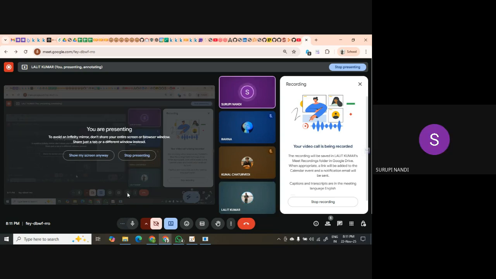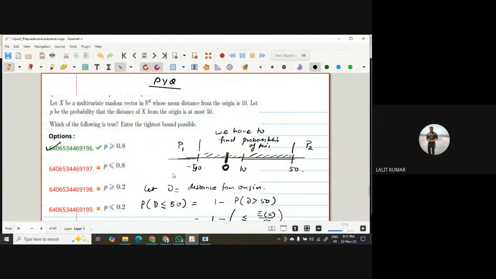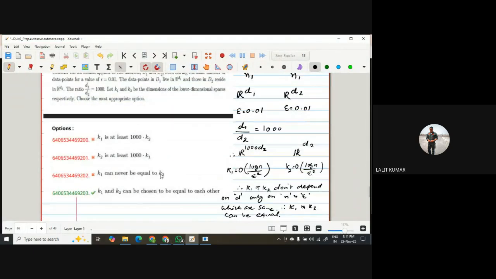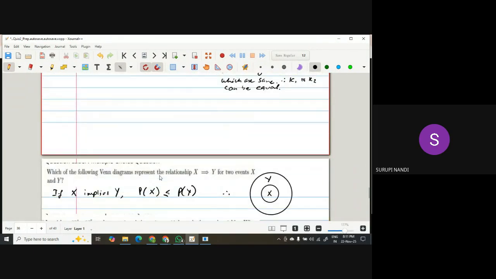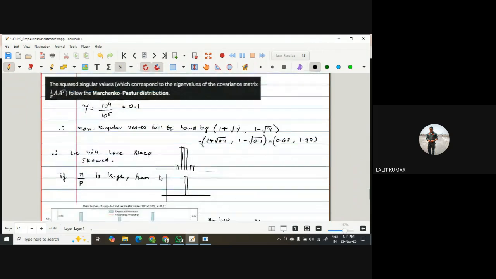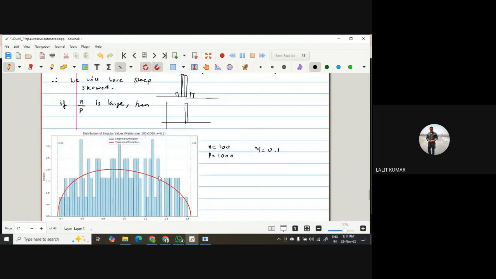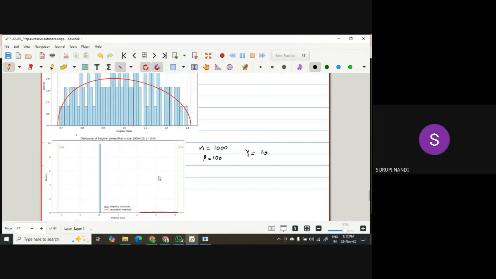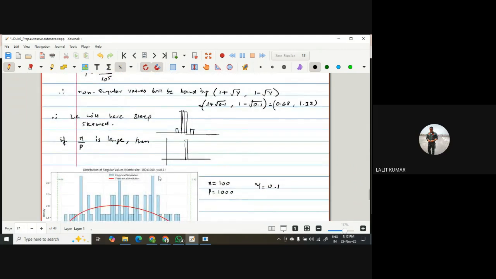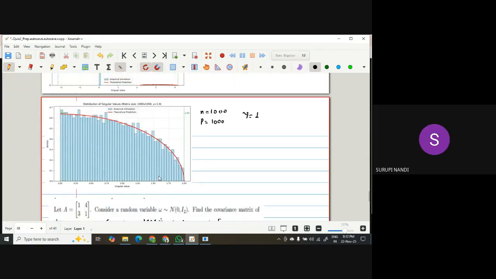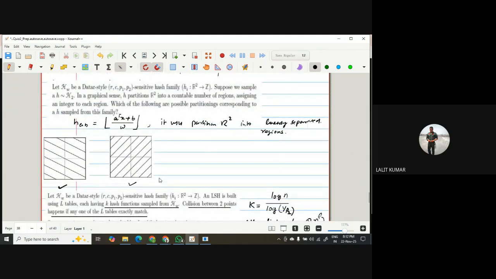Can you briefly explain the logic behind one of the PYQs? There were some graphs. Okay, I've got the PYQs. You can tell me which one. Scroll down. This one? No, not this one. Okay, I will share this document with all of you. This one? Yes, this one.